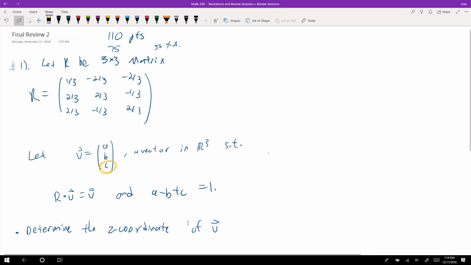Okay, so that's one way to do it. You can multiply R and V, which I think is the intent of this problem, and then try to bash it out. There's actually a shortcut to do this problem, which I just realized when I was doing it earlier. There's a really nice shortcut to do this problem quickly.